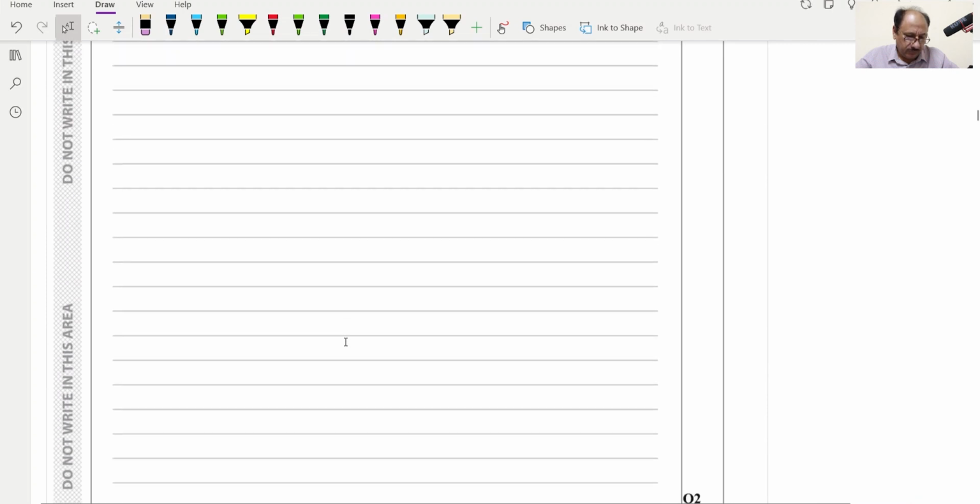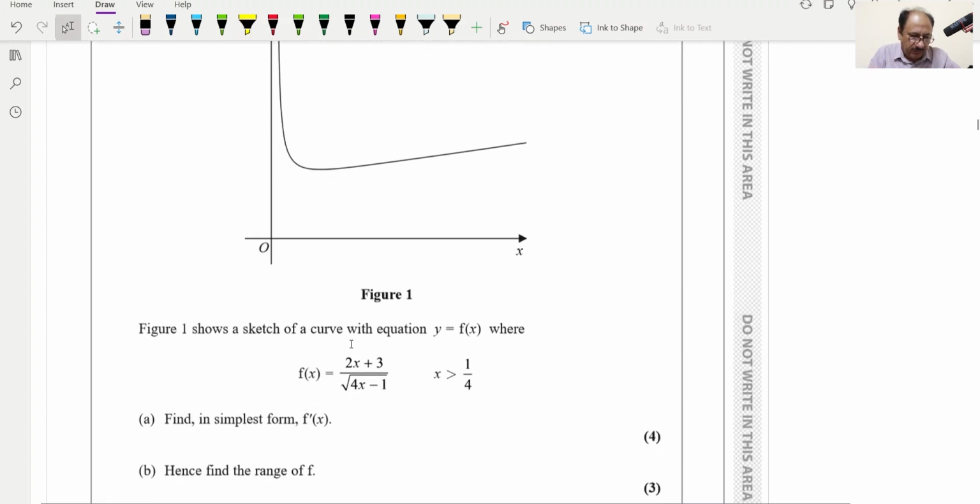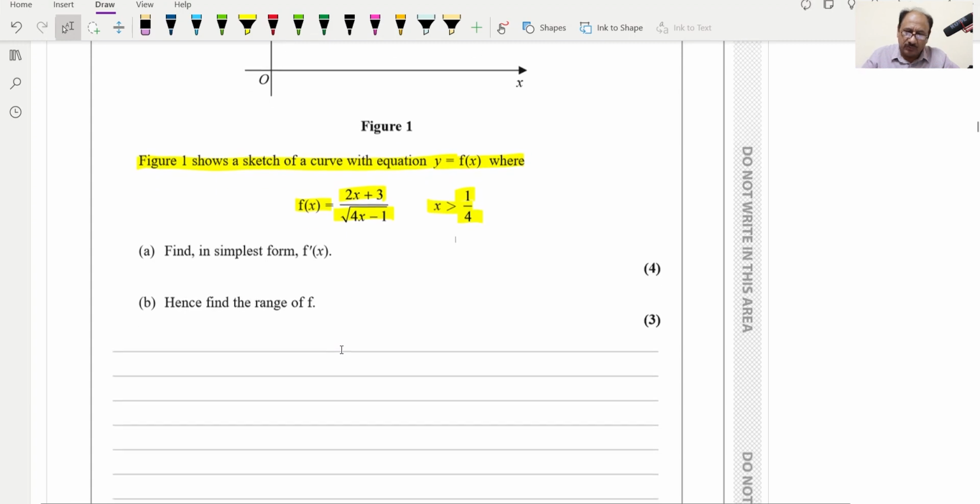Now we can move to question number 2 and question number 3. This is question number 3. This one diagram is provided, and they're saying figure 1 shows a sketch of a curve with equation y is equal to f of x, where this f of x definition is given and the x is greater than 1 by 4 condition is also provided.